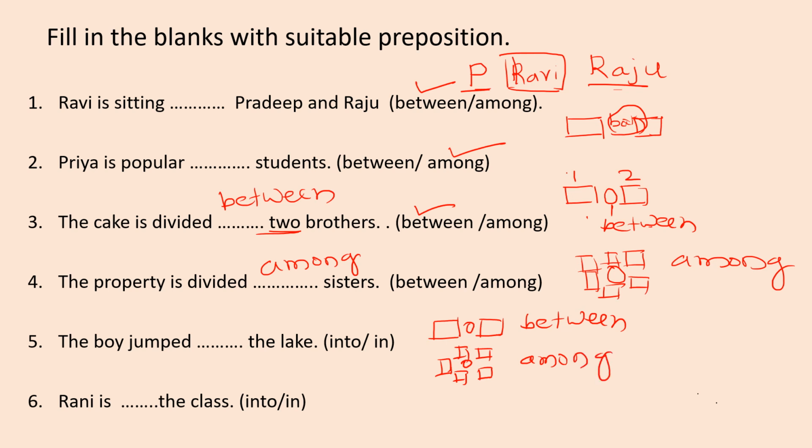Now we're moving with the fifth example. So let me erase this one. Yes. So here that is called as fifth one. The boy jumped dash the lake. Say this one. What will be the answer? In will come or into will come?